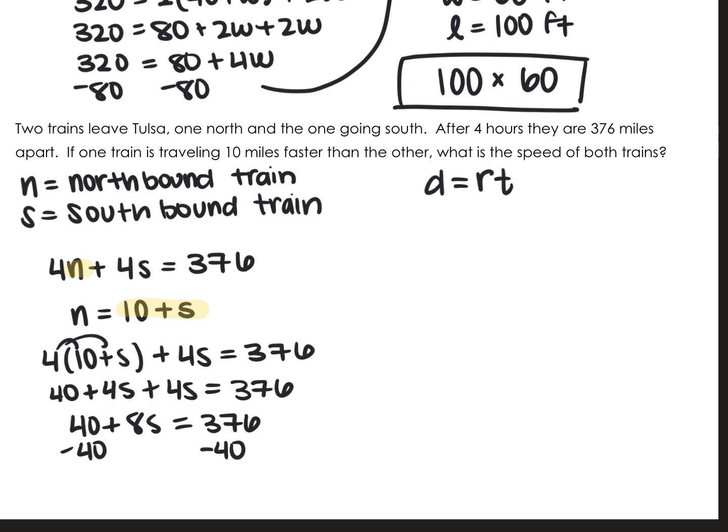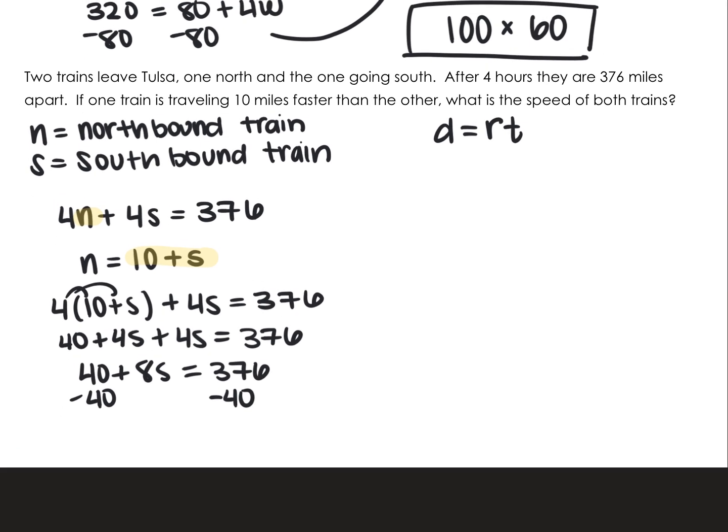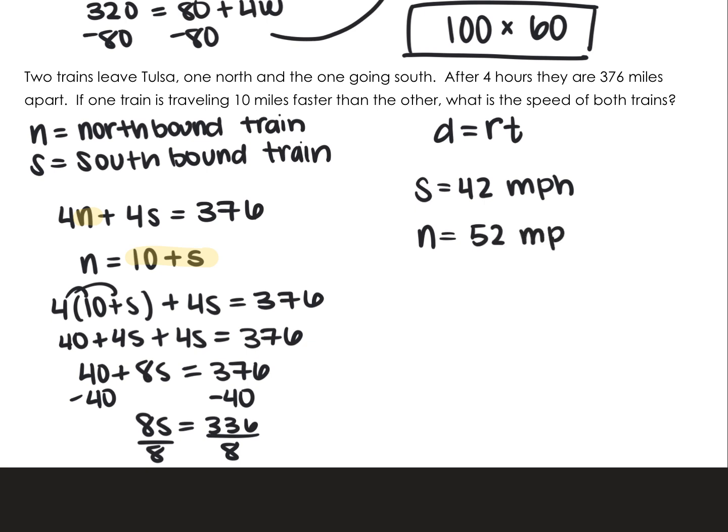Minus 40. We're going to get 8s equals 336. Then we're going to divide by 8. So we get that the southbound train is traveling 42 miles per hour. My northbound train, because it's traveling 10 miles per hour faster, is going to be traveling 52 miles per hour.